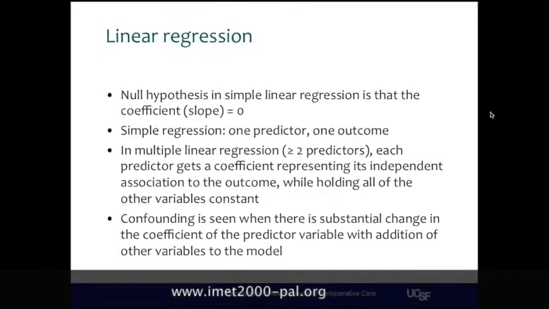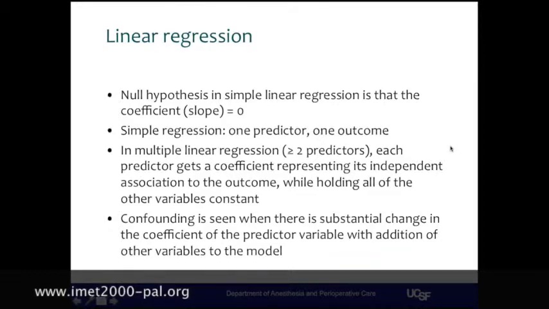Linear regression: the null hypothesis in simple linear regression is that the coefficient, or the slope of your line, is 0. That's the null hypothesis, in other words, stating that there's no effect of the predictor variable on the outcome. It doesn't cause any variation in the outcome variable's value. Simple regression means one predictor, one outcome. Multiple linear regression means 2 or more predictors. Each predictor gets a coefficient representing its independent association to the outcome while holding all of the other variables constant.